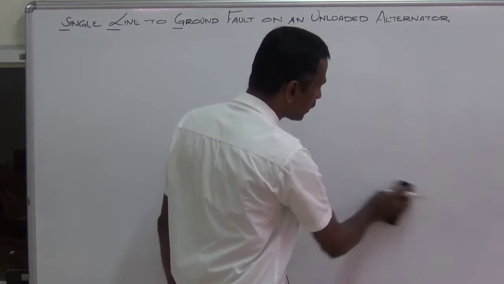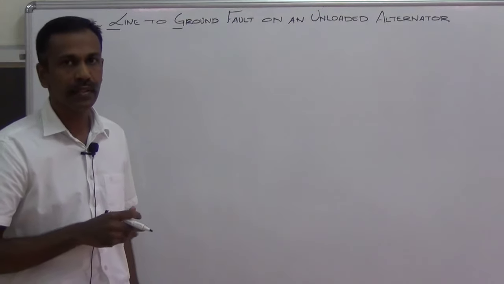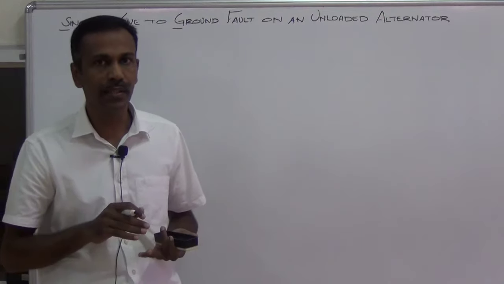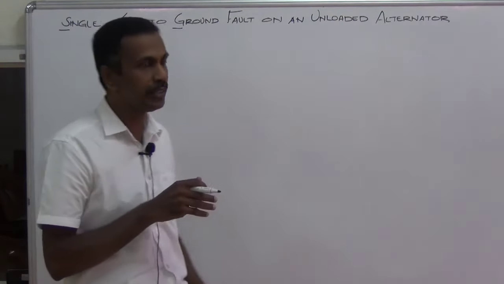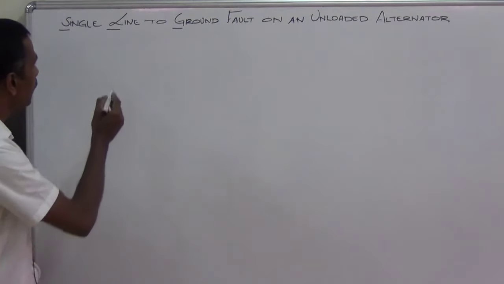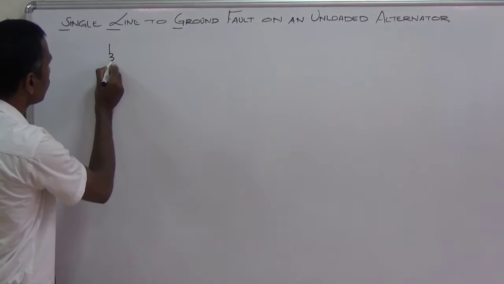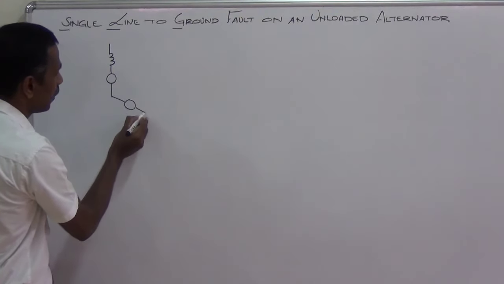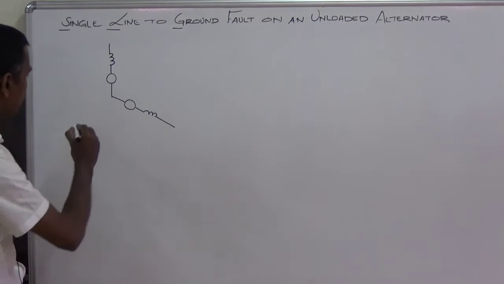In the fault analysis, we will see the fault current using the three sequence networks, using positive sequence, negative sequence and zero sequence network. We will find out the fault current when an SLG fault occurs. Let me draw the equivalent circuit of an alternator. It consists of a voltage source in series with the reactance.